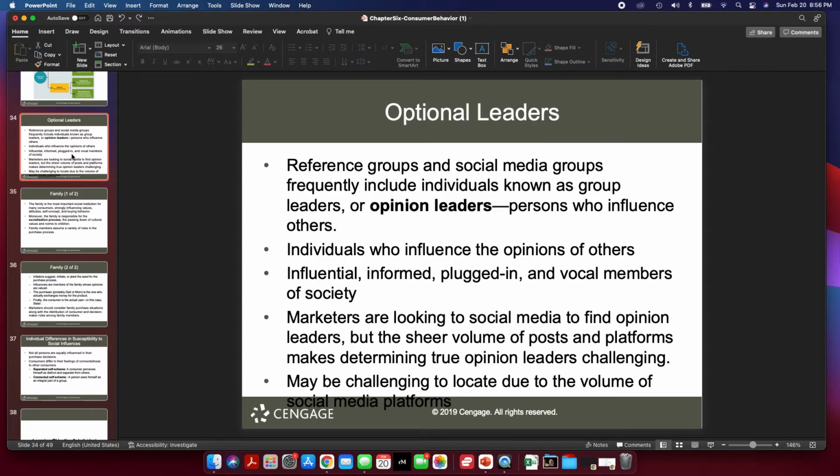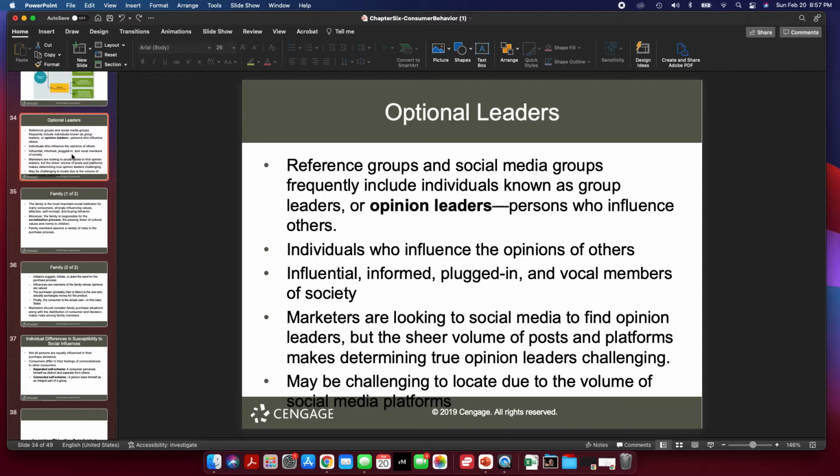Reference groups and social media groups frequently include individuals known as group leaders or opinion leaders, persons who influence others. We gave you an example of Kim Kardashian, who's a very, very powerful opinion leader. These individuals, like Kim, influence the opinions of others. They're very informed, plugged in, and very vocal.